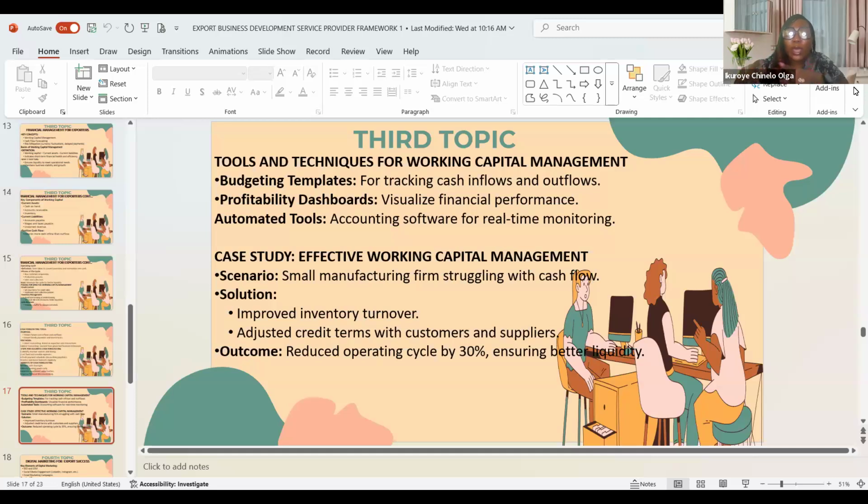So you need to see where it's going low and where it's going high. What these tools do is help you pinpoint where it is wrong and where it is right, so you adjust. At the end of the day, with this company's problem, you see that there's improved inventory turnover. It has adjusted its credit terms with both its customers and its suppliers.